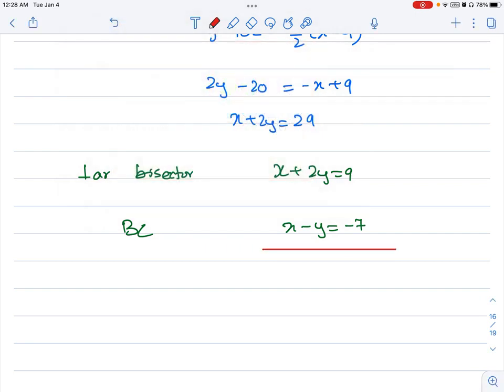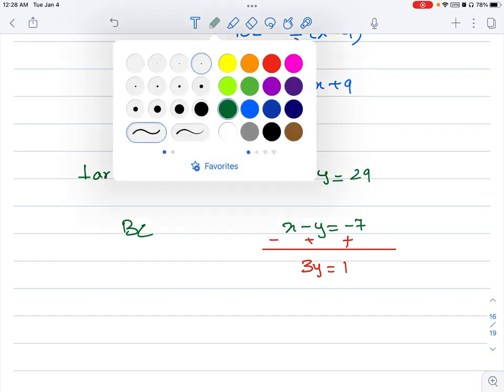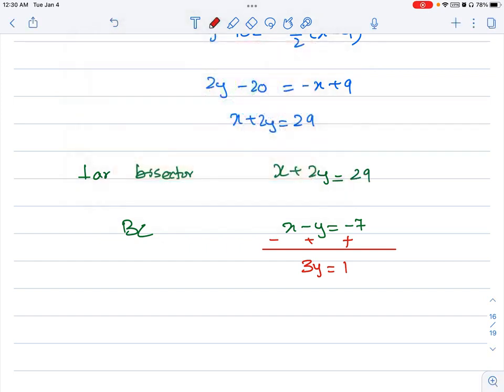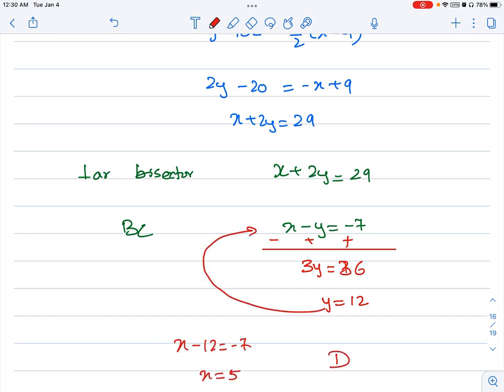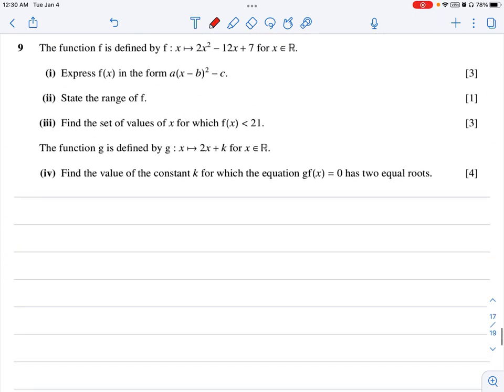We can subtract these two equations, minus plus plus. So 3y is equal to, this was 29, so 29 plus 7 is 36. So y is equal to 12. Plug in this y value in any one of the equations, second equation. So x minus 12 is equal to minus 7. So x is equal to 5. So D value is 5, 12. That's question number 8. Coming to question number 9.